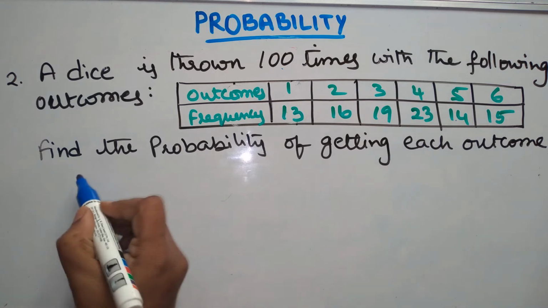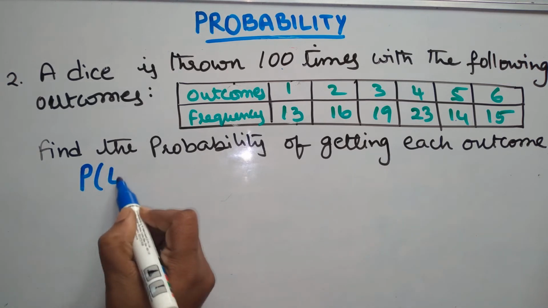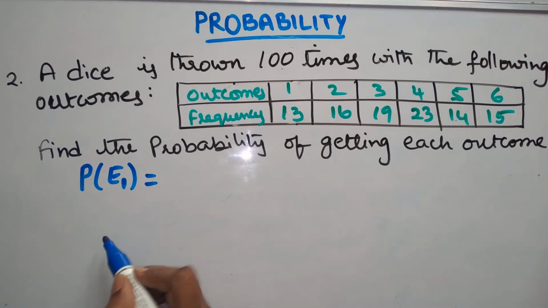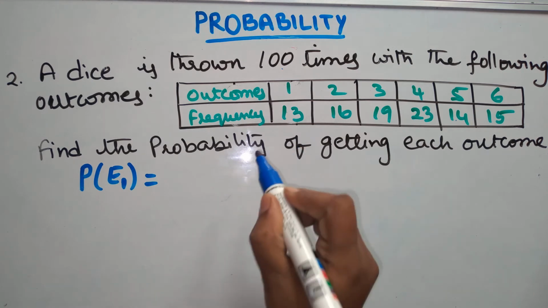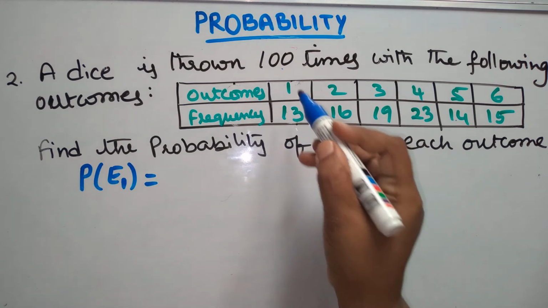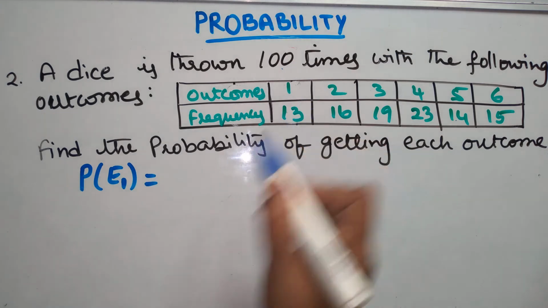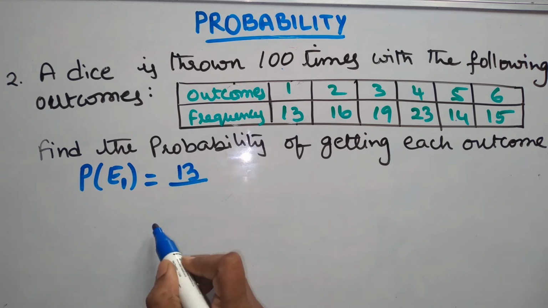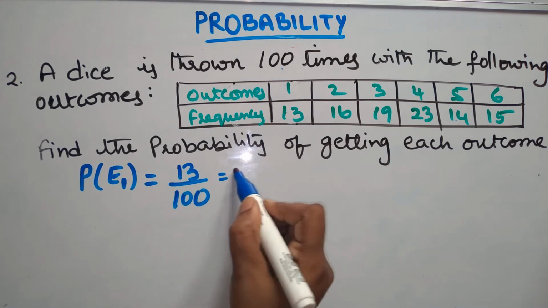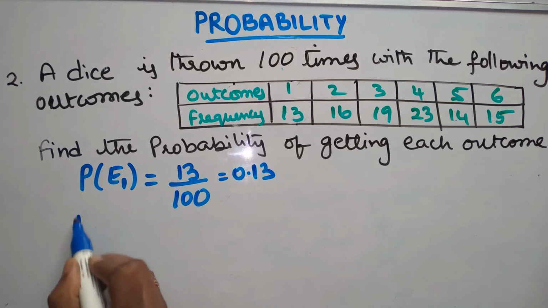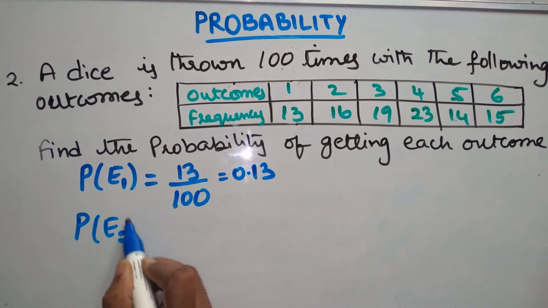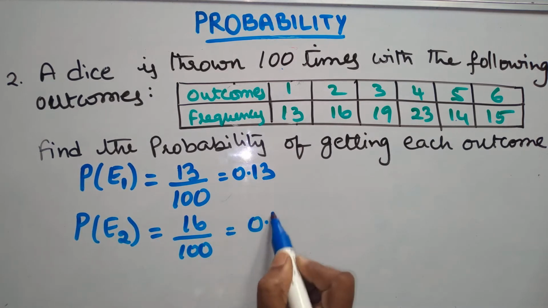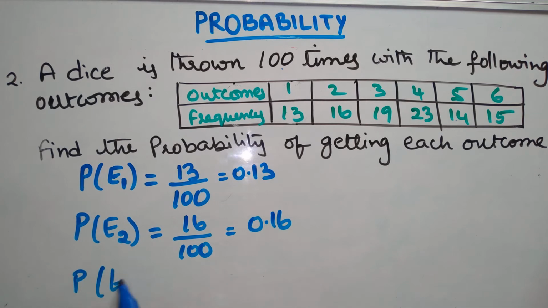Very simple. Probability of outcome 1. We say it as P of E1. So number of times that particular event happened. Which event? 1 happened. Probability of 1 we are finding. Number of times 1 happened is 13, by total number of times 100. That is 0.13. Probability of occurring 2. That is 16 by 100. That is 0.16.